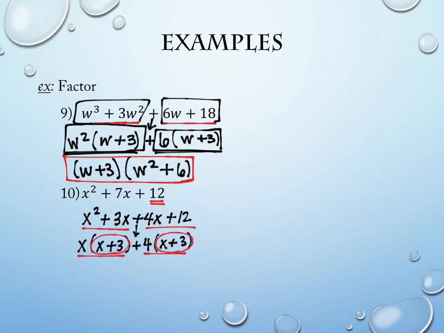So, what do these have in common? X plus 3. And if I take out the x plus 3 from each one of them, what will remain? X plus 4. Okay, any questions on that? Excellent.